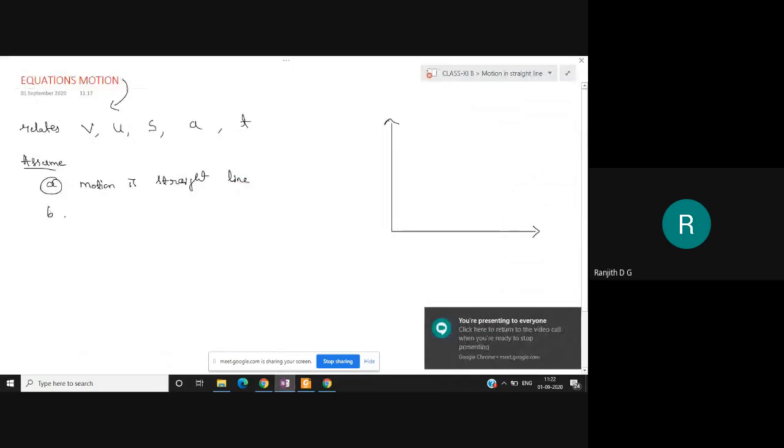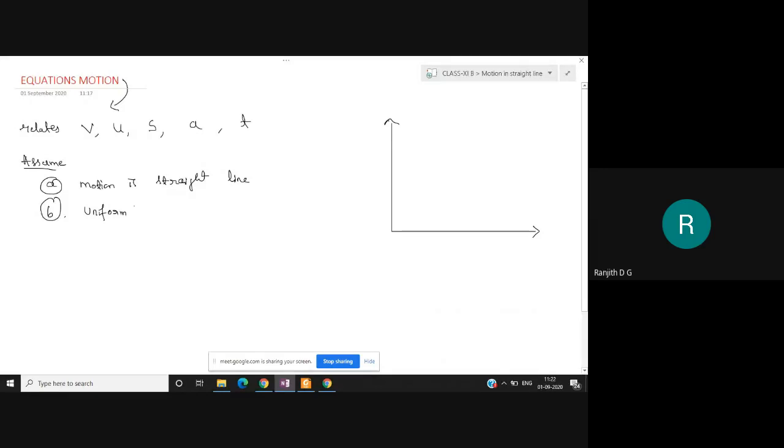Another assumption is that it is uniformly accelerated. Uniformly accelerated motion means the object should have a constant acceleration. That is the meaning of it. And the third one: to derive this, you can take initial velocity 0 and derive it, but I am taking initial velocity not equal to 0. So initial velocity is not equal to 0. u means initial velocity. Understand that.